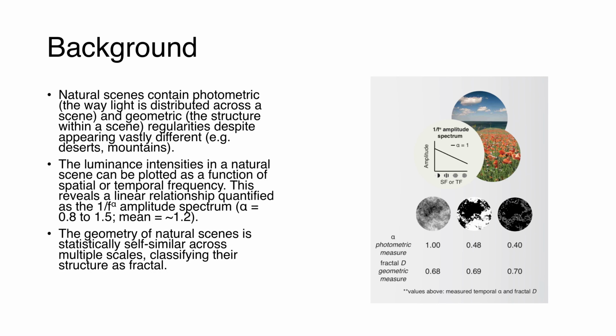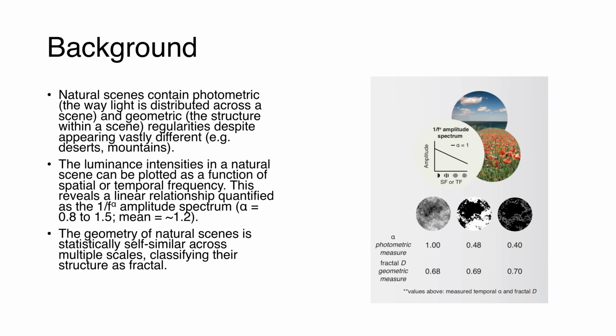All right, so in terms of background, what this experiment was trying to figure out was how exactly the visual system is tuned to natural statistical properties. Is it tuned to its photometric properties or geometric properties? Natural scenes contain both of these properties despite appearing vastly different. The photometric properties have to do with the way light is distributed across the scene, and the geometric properties have to do with the structure inherent in a scene.